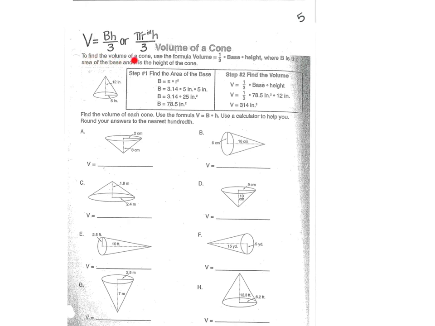First we're going to say, to find the volume of a cone, use the formula volume equals 1/3 times the base times the height, where B is the area of the base and H is the height of the cone. And the reason we use 1/3 is actually because a cone is 1/3 of a cylinder. And there's ways to prove it. There's plenty of videos out there. We're not going to do it today, but there are ways to prove that this cone will fill up one cylinder one cylinder 3 times. So what you need to do is take 1/3 times the base times the height, where B is the area of the base and H is the height of the cone.